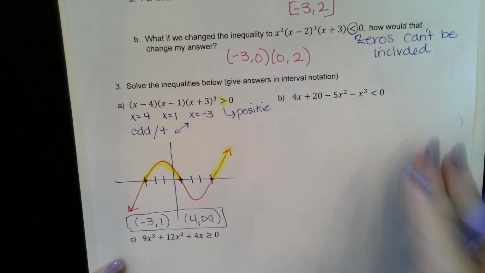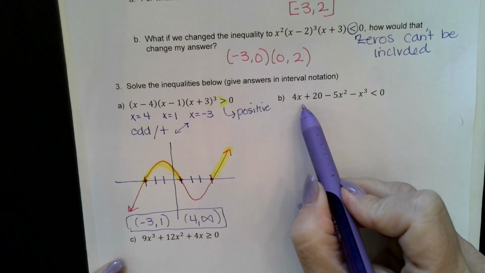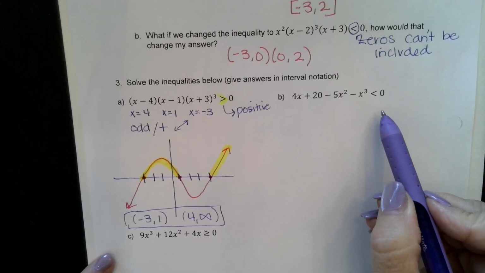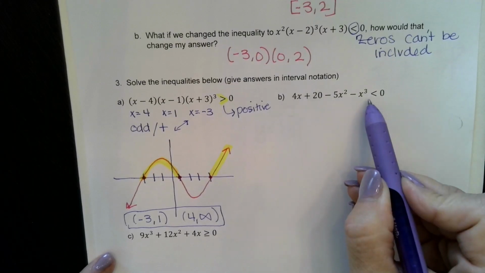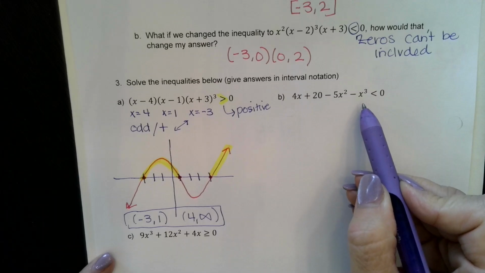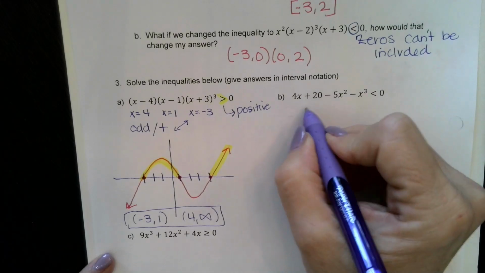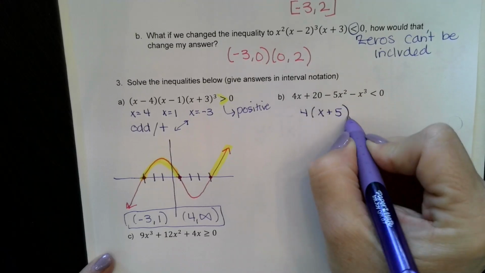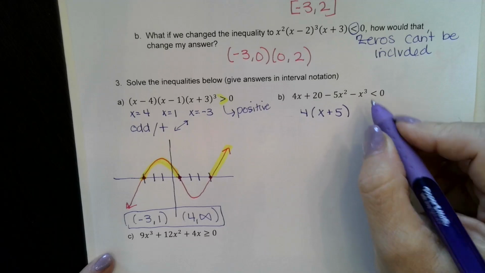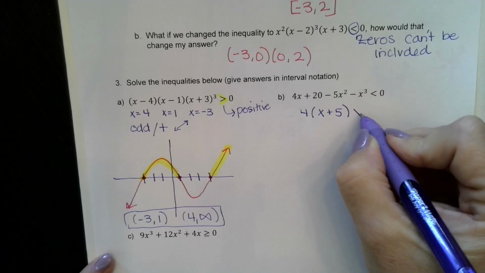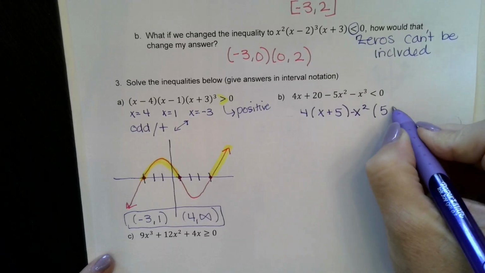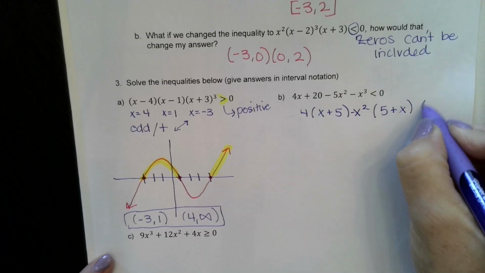Okay, now this next one doesn't look as pretty, right? Because it's not in factored form. So step 1 is I have to factor this. So I have 4 terms. So because I have 4 terms, I'm going to use grouping. So if I pull out a 4 here, I'm left with x plus 5. And if I pull out, let's see, it's going to be a -x squared. This is going to give me 5 plus x, less than 0.